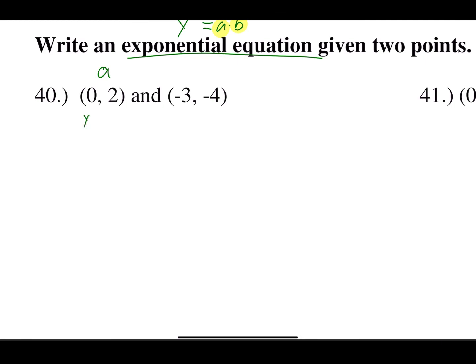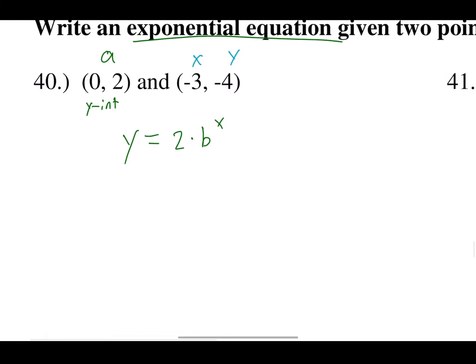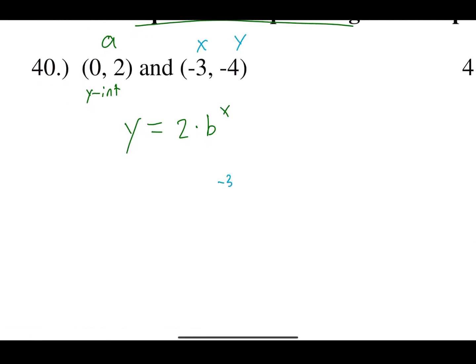It's a y-intercept. So I know this equation right off the bat can be written as y equals 2, which is our value of a, times b to the x. To solve for b, we just need to plug in x and y, and they've given us an x and a y. So -3 will go in the x spot, -4 will go in the y spot, and we have -4 equals 2 times b raised to the power of -3. And then we just solve.